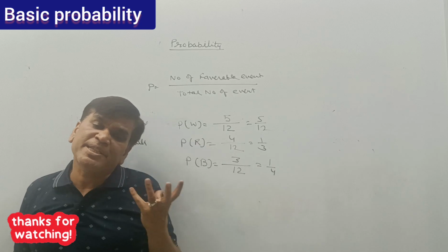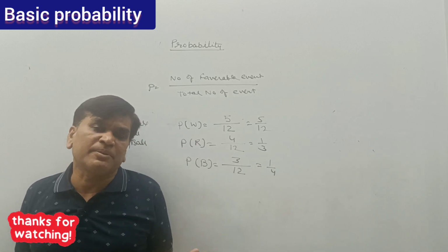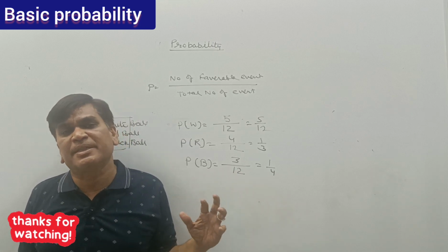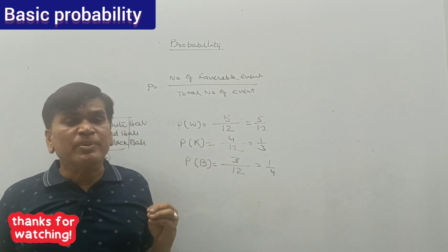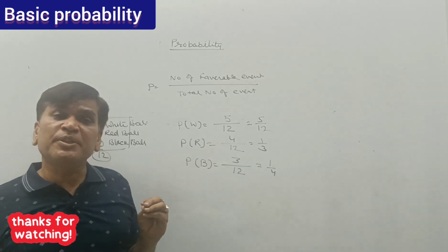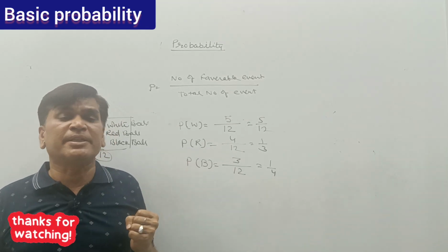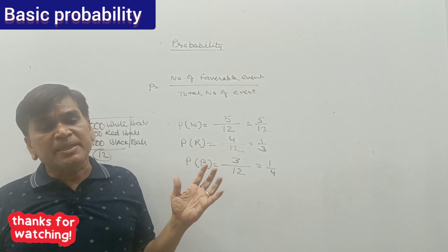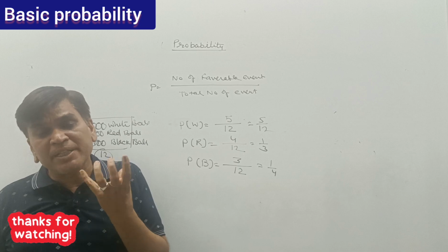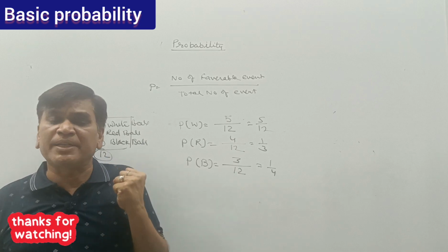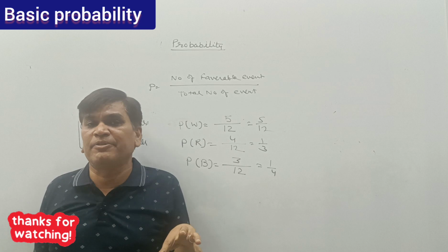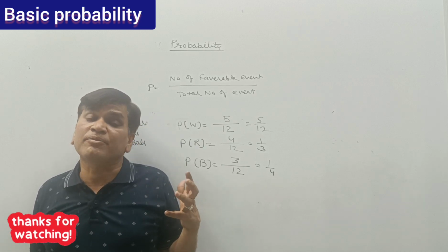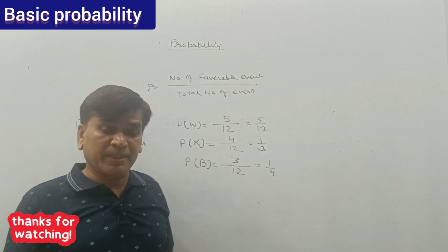So these are the basics of probability. How you can calculate probability has been discussed in this video. It's very easy, nothing to worry about. Just think about what the total number of events is. That you should have first. And then think about what the number of favorable events may be.